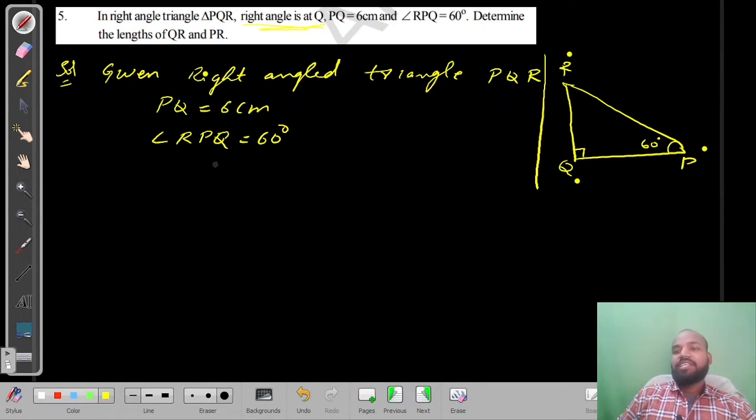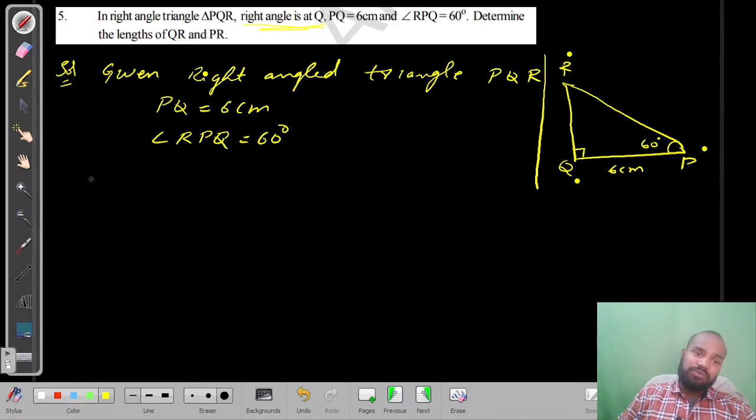In the previous problem, two sides were given and we found another side with the help of the Pythagoras theorem. But here only one side is given, that is PQ equal to 6 centimeters. So with the help of the Pythagoras theorem, we cannot find the other two sides. We use the Pythagoras theorem only when two sides are given and one side is unknown. But here two side values are unknown, so we should not use the Pythagoras theorem.